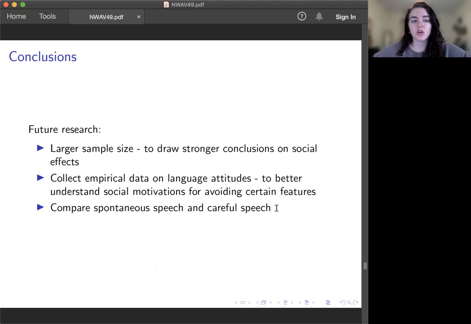Future research should look at larger sample sizes to draw stronger conclusions on social effects, and should collect empirical data on language attitudes to better understand social motivations for avoiding certain features. And finally, future research should compare spontaneous speech and careful speech.